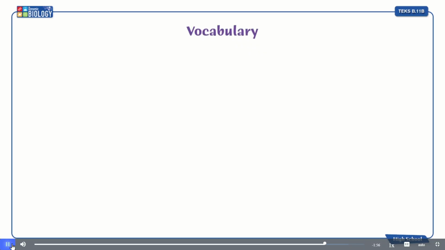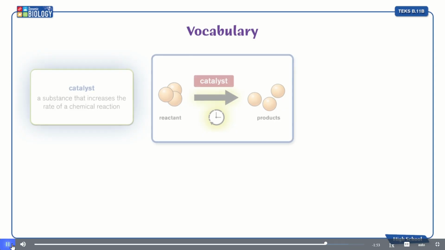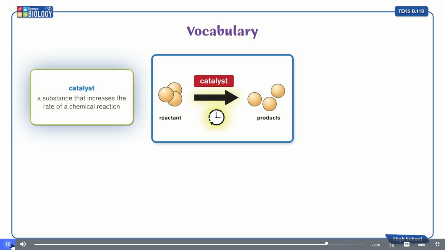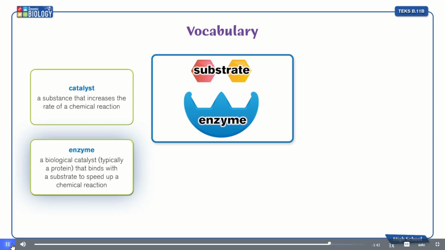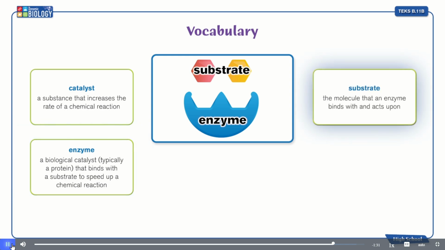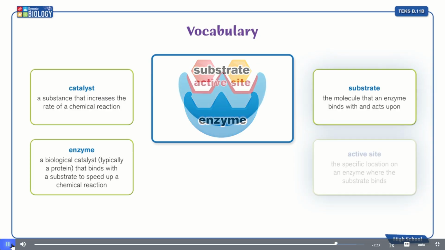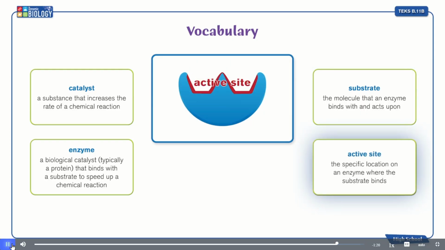Let's review the vocabulary of this lesson. A catalyst is a substance that increases the rate of a chemical reaction. An enzyme is a biological catalyst, typically a protein, that binds with a substrate to speed up a chemical reaction. A substrate is a molecule that an enzyme binds with and acts upon. The active site of an enzyme is the specific location on the enzyme where the substrate binds.